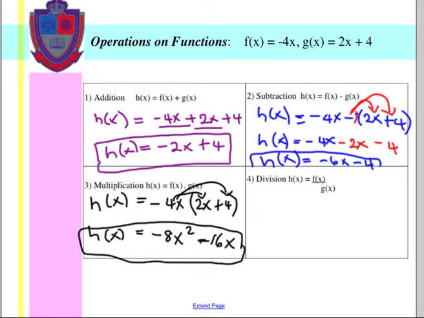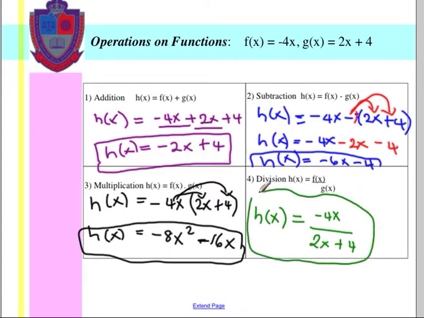And then the last one that we have is division. Very similar to our multiplication, same process. H of x is equal to f of x, which is negative 4x, divided by g of x, which is 2x plus 4. And that's all I do. This is all I need to do. This is my final answer. So that's a quick review on addition, subtraction, multiplication, and division.